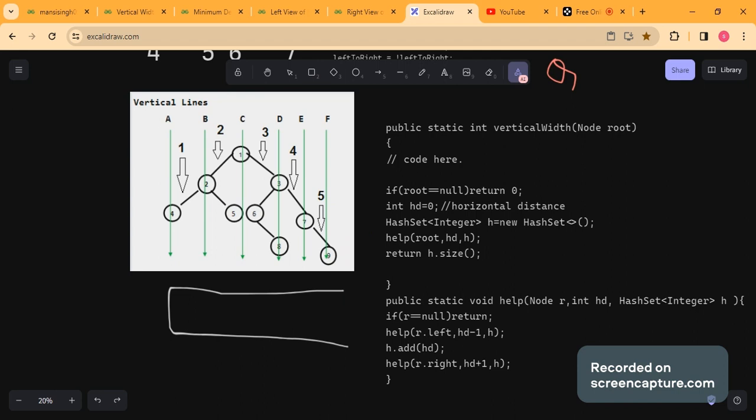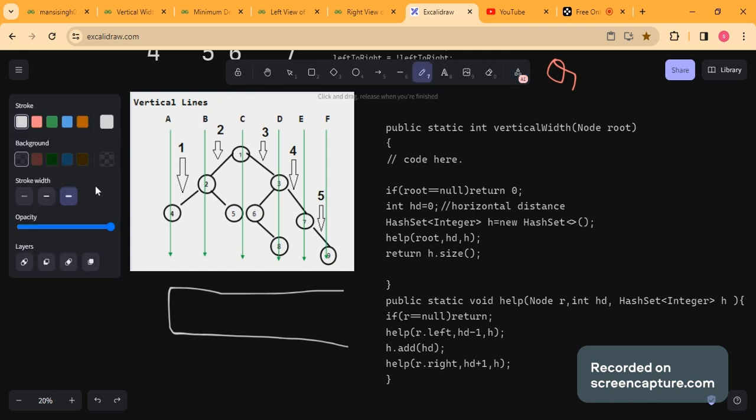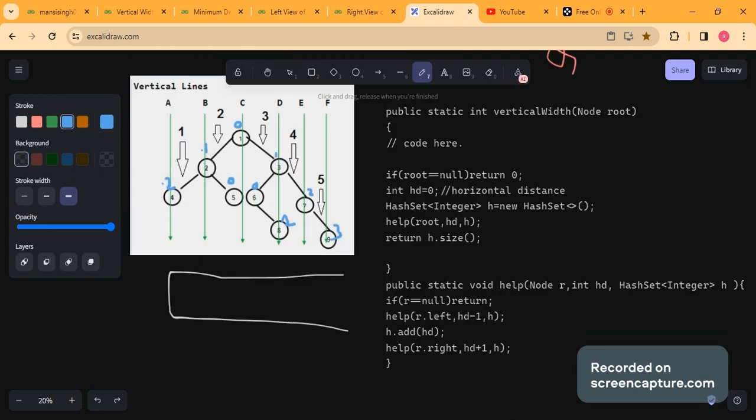Just assume that this index was 0, this is minus 1, this is minus 2. This is again 0, this is again 0, this is 1, this is 2, this is 3, and this is again 1. Now in the unordered hash set which I have created, I would store the indexes. In the recursive code it would be slightly different, so we can just have a look at this code.